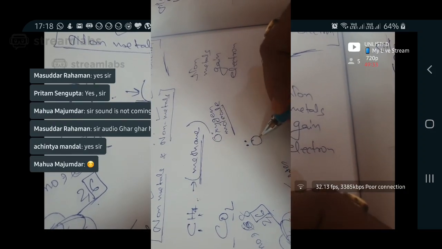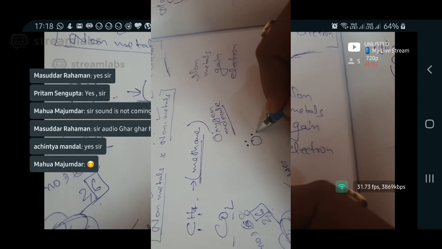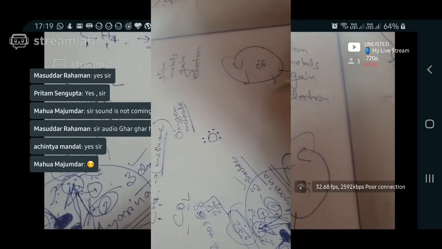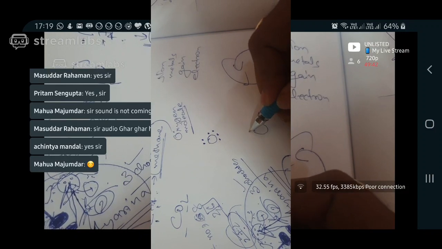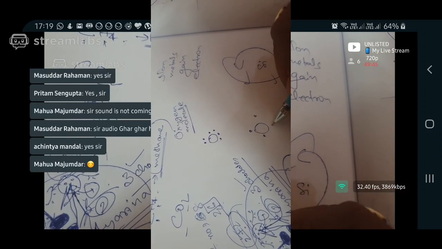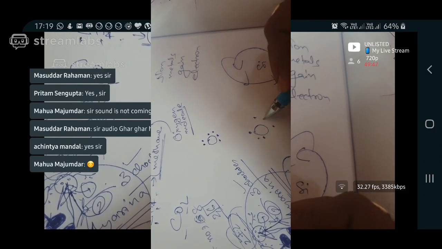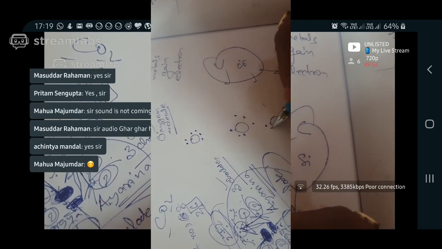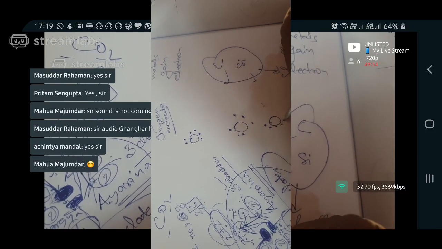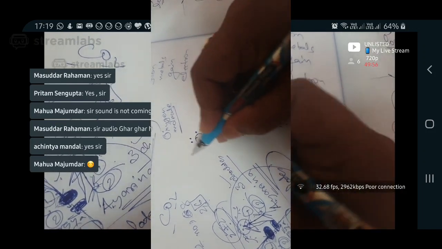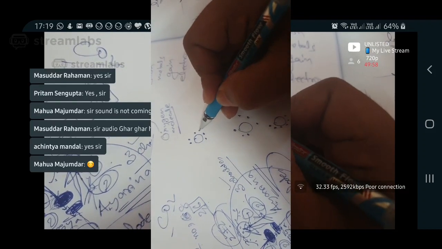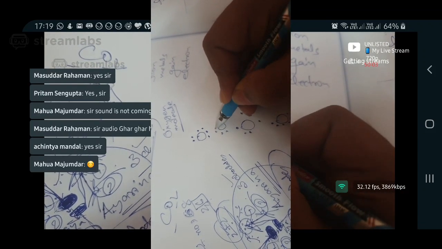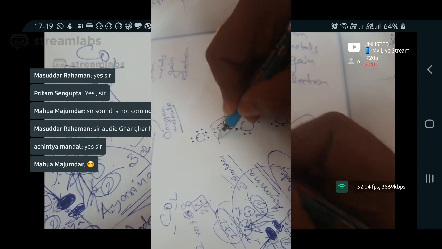1, 2, 3, 4, 5, 6. Now you could question me here, sir, you could have given the dots like this. There are 6 electrons, 1, 2, 3, 4, 5, 6. In this way you could have given, or in this way. Why did you choose this method? 2 up, 2 side, 2 down. You could have given this on this side also. This also would be right.